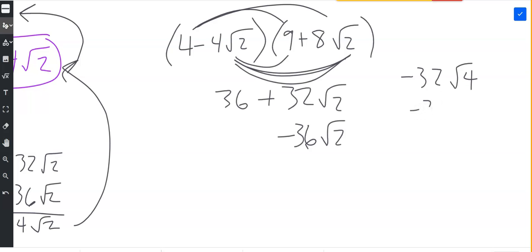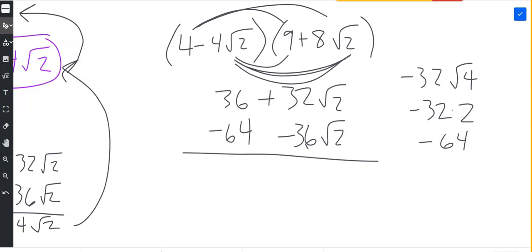And then you would have to see, oh, that's negative 32, oops, not square root. I've already taken the square root, times 2, which is my negative 64. And that becomes a like term to this one. And then you can add them together and get the same answer, negative 28 minus 4 radical 2. So that is another way to look at it or organize your information.